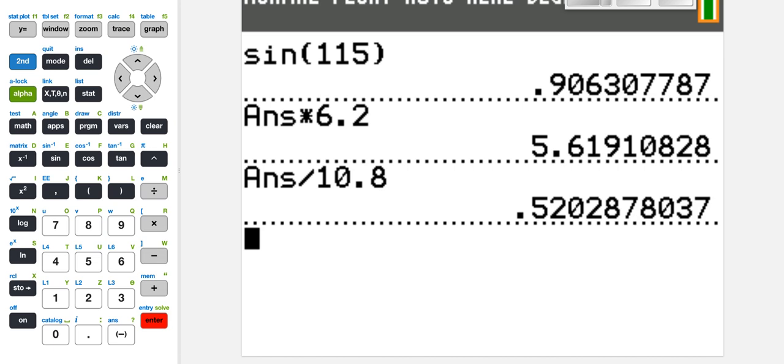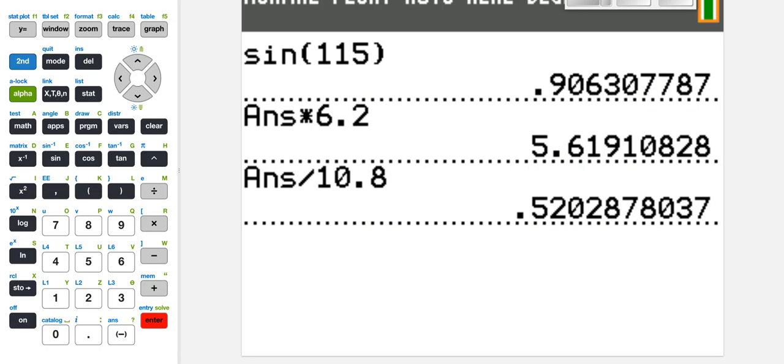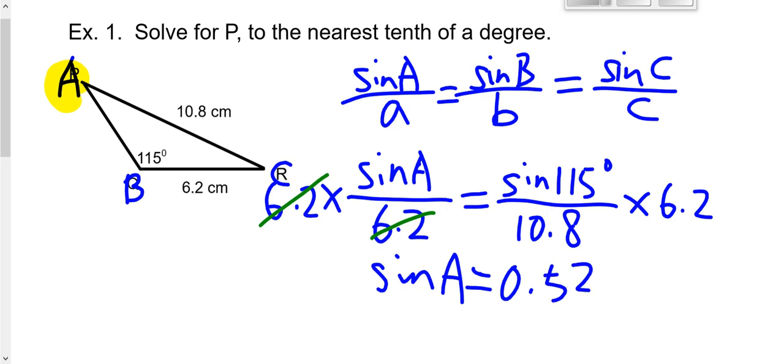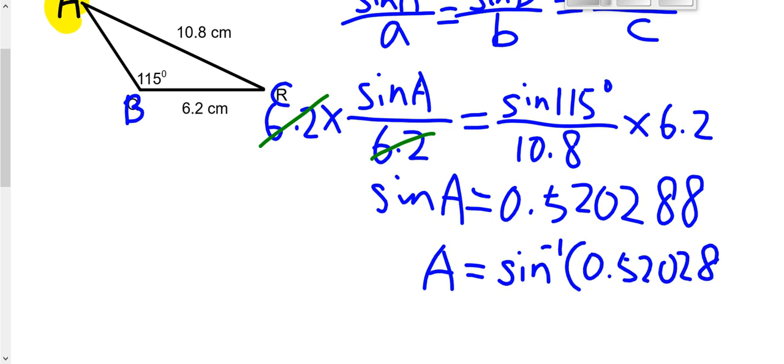So enter that, so that gives you 0.52028. So 0.520287. Alright, then of course we do the inverse. So in this case, inverse of the number we just found, 0.520288.